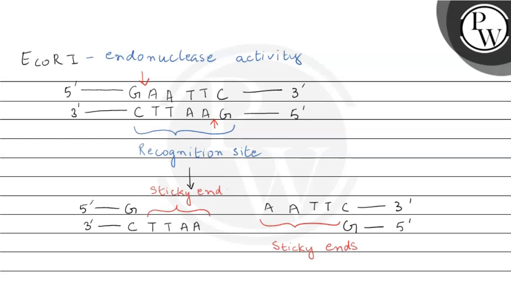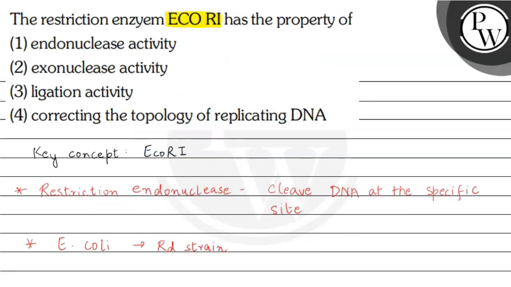So now if we see the options given, the first option says endonuclease activity. So we saw that EcoR1 has the property of endonuclease activity. So this is the correct statement. Then the second statement says exonuclease activity. So this is incorrect because EcoR1 cleaves the DNA in the middle region and not at the ends of the DNA as observed now.